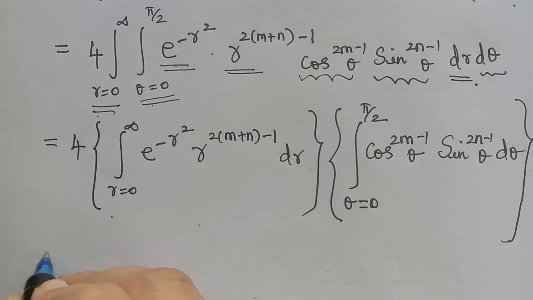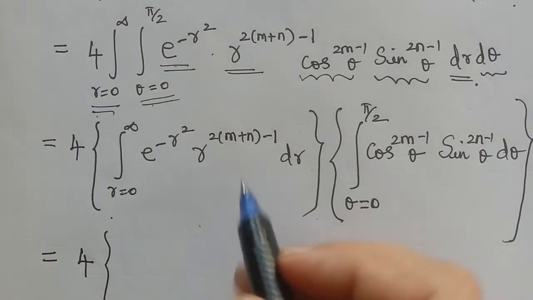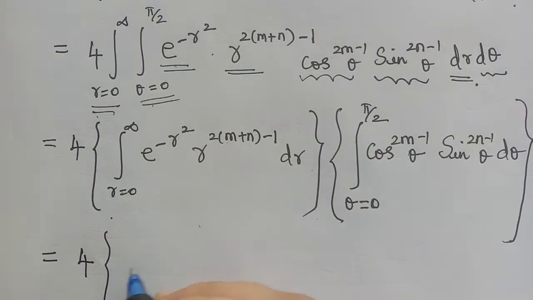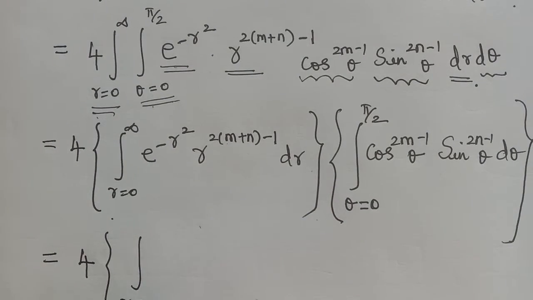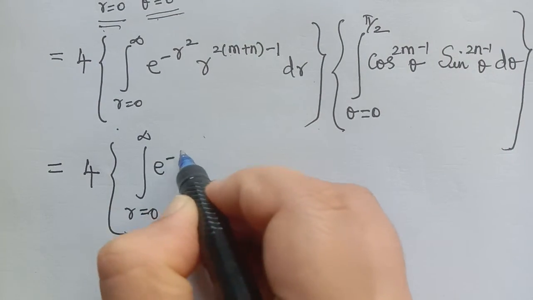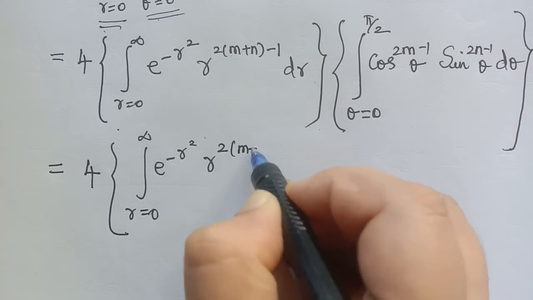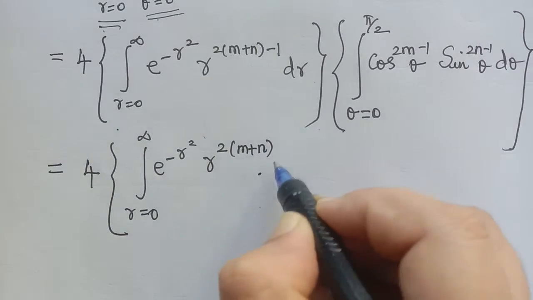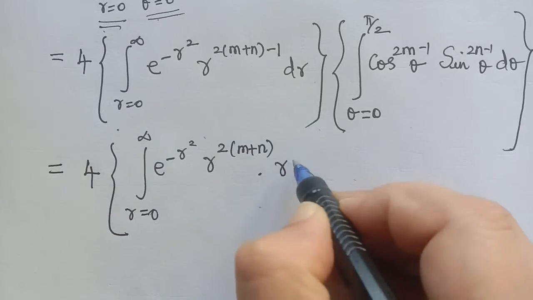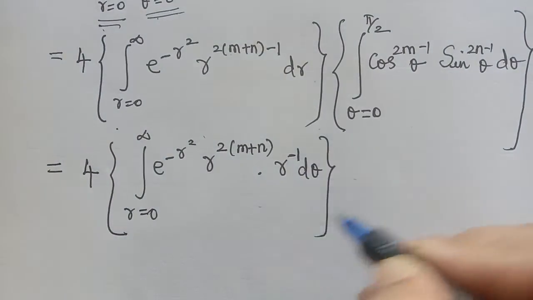Now this will be equal to 4 multiplied with, now here we will separate the power of r. So it will be integral r equal to 0 to infinity e to the power minus r square r to the power 2 multiplied with m plus n multiplied with this r power minus 1. I will write separately, r power minus 1 dr. So this is one integral.